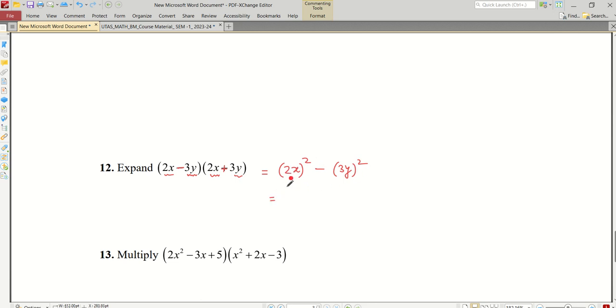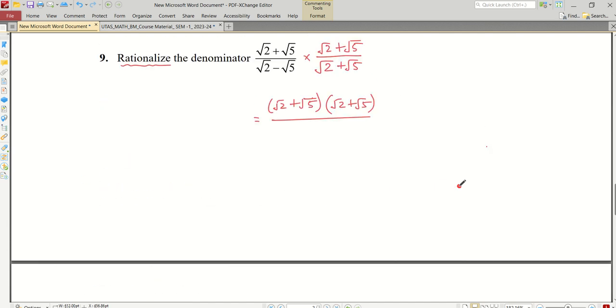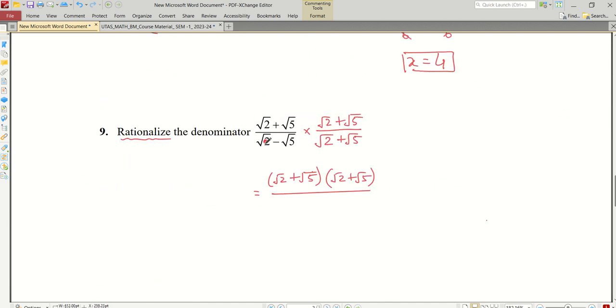So what will happen? 2 power 2. Now we will write 2 power 2 x power 2 minus 3 power 2 y power 2. And if you simplify, 2 power 2 is 4 x power 2 minus 3 power 2 is 9 y power 2. This is the answer. The same concept we need to do here. Why? Because you can see square root 2 is square root 2, the same. So we will write square root 2 power 2 here. Now you can see here, one is negative, one is positive. So negative will come, and whatever is here, the same here. Square root 5 power 2.